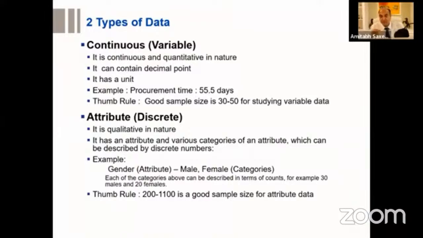Continuous data is something which can be represented on a number line between -infinity to +infinity.